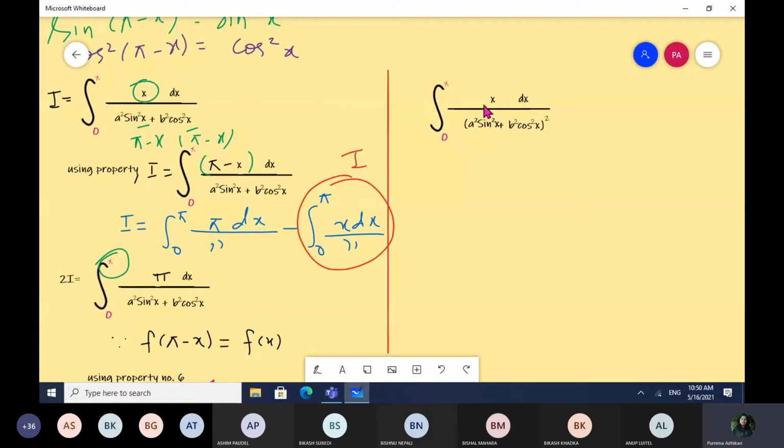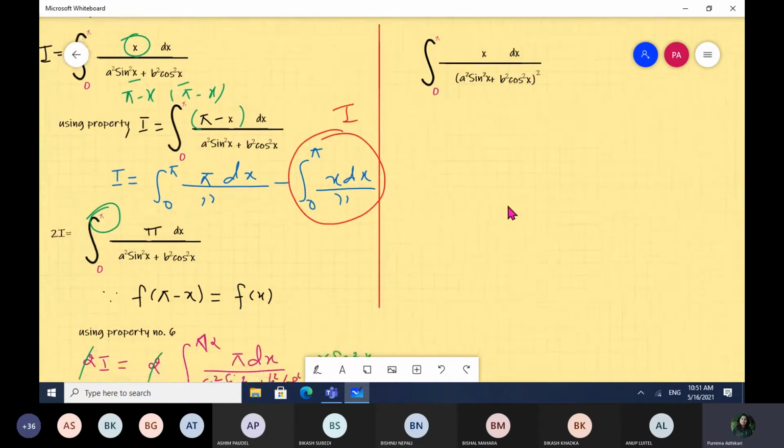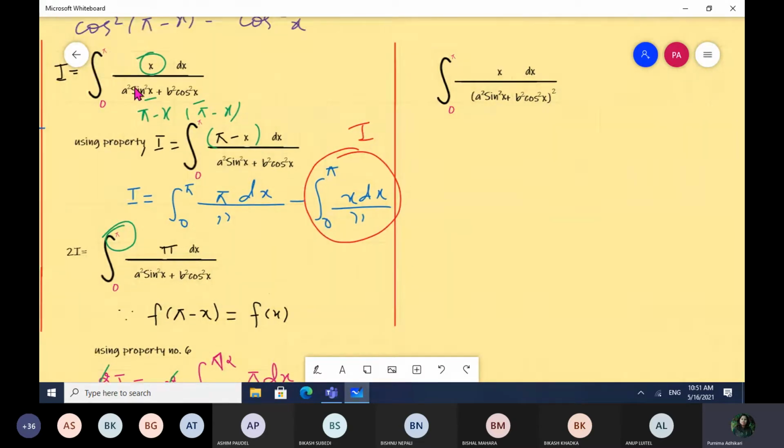What are we going to do? We are going to eliminate this x from the numerator. Can you tell me, after elimination of x, what comes in your expression? Just take help from here. 2I equals integration from 0 to pi of 1 by a square sin square x plus b square cos square x whole square dx. Yes, you forgot pi, but very good trial.